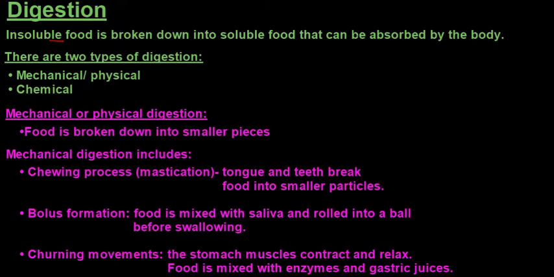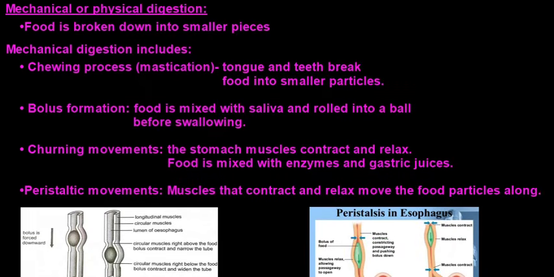So we want to get the food from a state that it cannot be absorbed by the body to a state that it can be absorbed in. There are two ways that this digestion can take place. It can either be mechanical or physical, or it can be chemical. Mechanical or physical digestion is when food is broken down into smaller pieces.